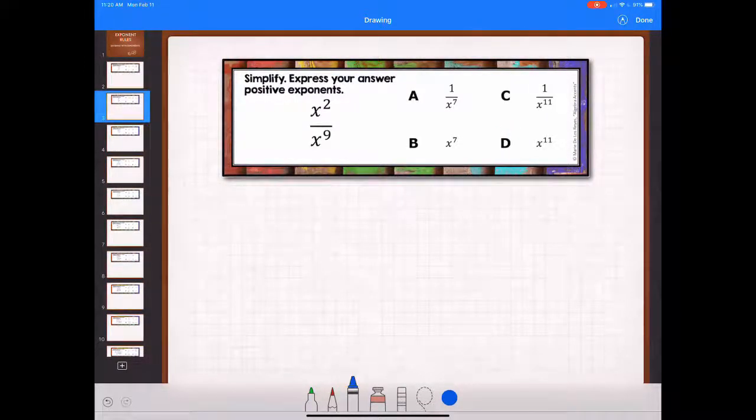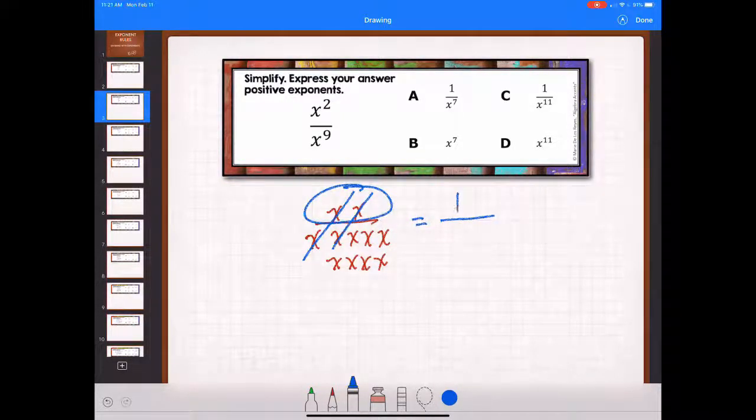Number 2, let's expand it. We have x and x on the top, and then we have 9 x's in the denominator. And we're going to cancel an x in the numerator with an x in the denominator. And then let's look what we have left over. It's really important to make sure that you separate your numerator and denominator. So in the numerator, you don't have anything right there, so you're going to hold the spot with a 1. And then you recount what's left over on the x's. There are 7 x's left over in the denominator. So 1 over x to the 7th.